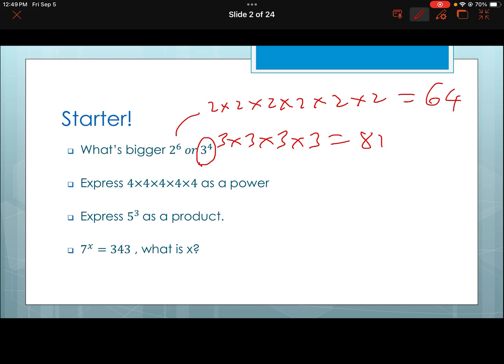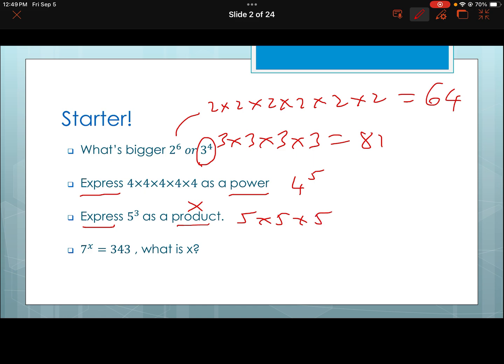Anyway, if you remember, for the next one, it says express as a power. So express means change what it looks like. Power means as an exponent. So here I've got 4 and I've got 5 of them. So quite literally 4 to the 5. That's all I'm after. If I want to express 5 to the 3 as a product, again, express means change what it looks like. Product means times. So all I want to see is 5 times 5 times 5.